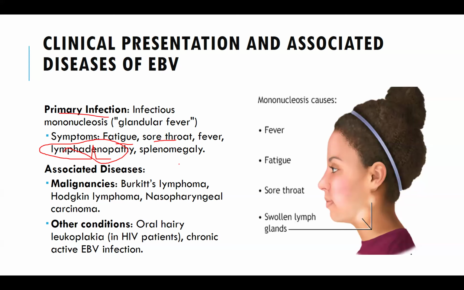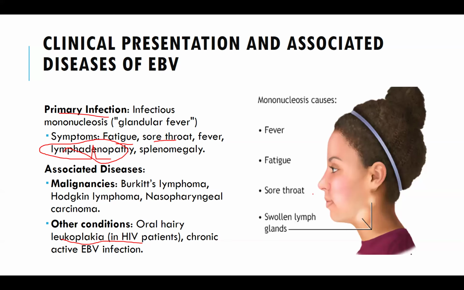This same virus has been associated with hematological malignancies, including Burkitt's lymphoma, which is very common in our setting, Hodgkin's lymphoma, and also nasopharyngeal carcinoma and the rest. In HIV-infected patients, where HIV is also endemic in our setting, we see this virus causing oral hairy leukoplakia, and these patients can also have chronic active EBV infection. So when we talk about EBV, at least you should remember, one, it is a double-stranded DNA virus.